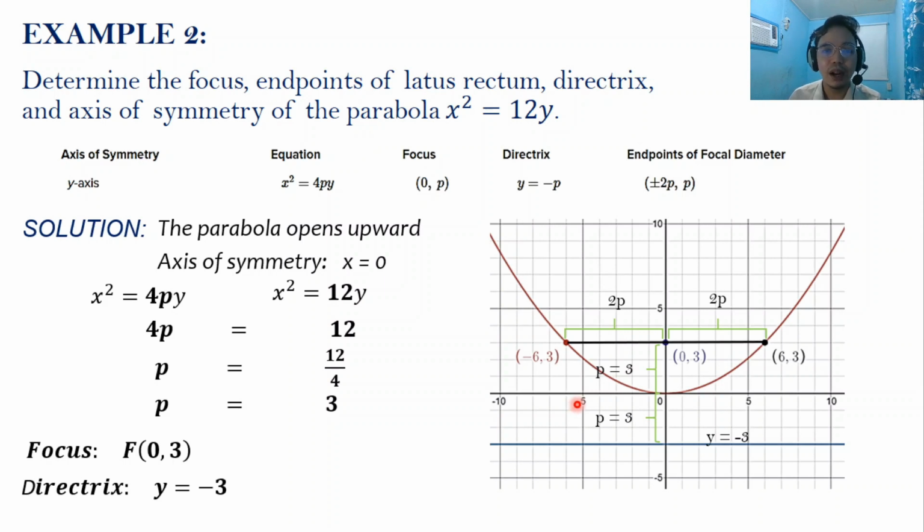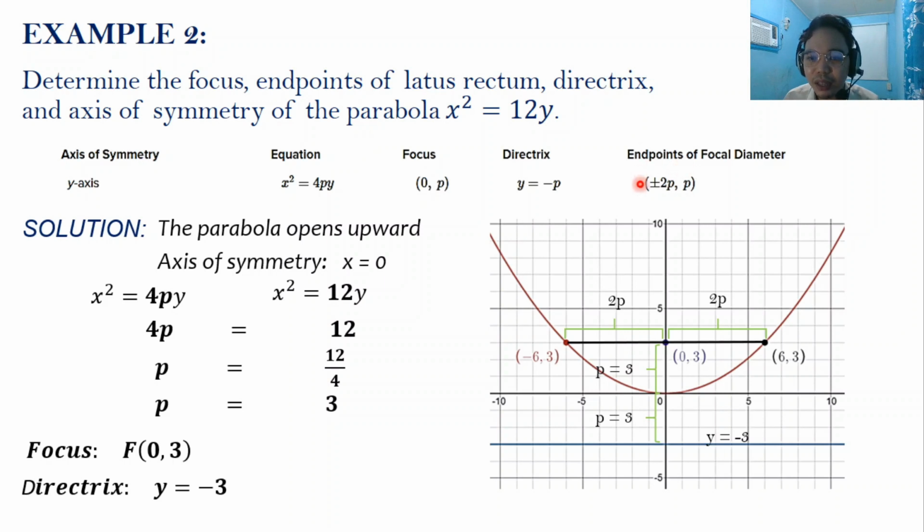Ano pa yung hindi natin nakukuha? The endpoints of the latus rectum. So here's our latus rectum. Yung distance ng latus rectum from the focus papunta sa isa sa mga endpoint ng ating latus rectum is 2p. So ang distance nito ay 6. So ang distance din dito ay 6. Kung mapapansin natin, ang length ng latus rectum natin ay 12 na nandoon sa ating value ng 4p dun sa original na given.